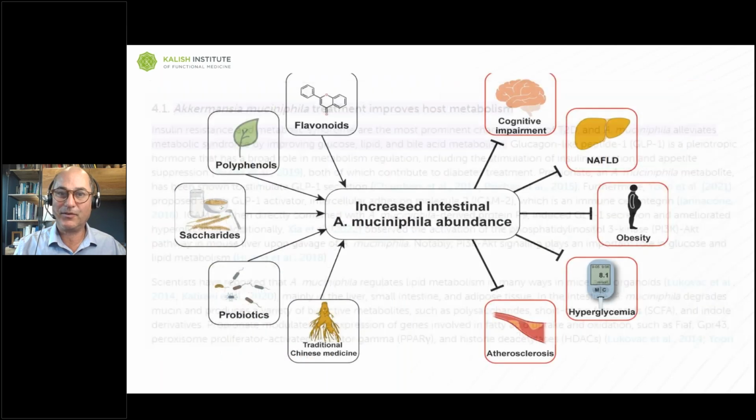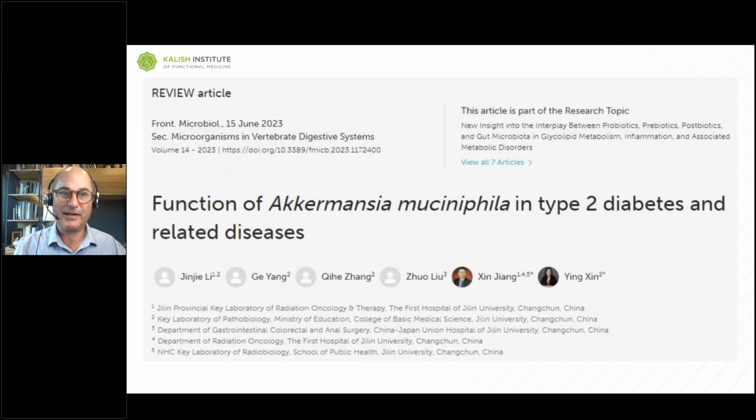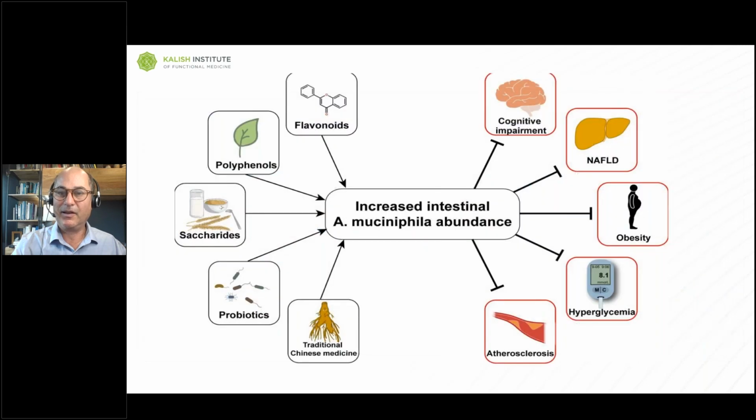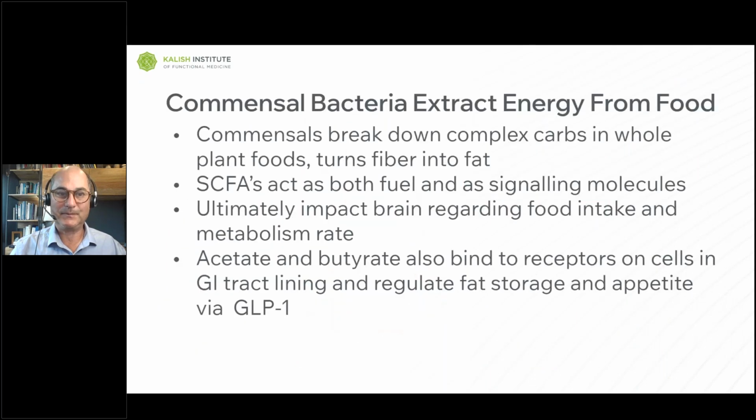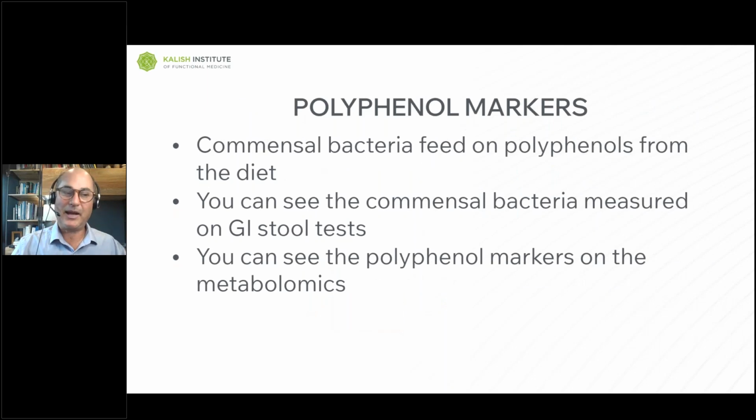This is from the other article. This is from these guys, the Akkermansia guys, this article here. Cognitive impairment, that's the brain-derived neurotrophic factor, fatty liver, obesity, hyperglycemia, atherosclerosis, all these things are controlled for if you get the commensal bacteria right. And this is not some naturopathic concept. I mean, it was a naturopathic concept 100 years ago. They're the ones that knew this. Nowadays, though, all this scientific research is just proving the same thing.